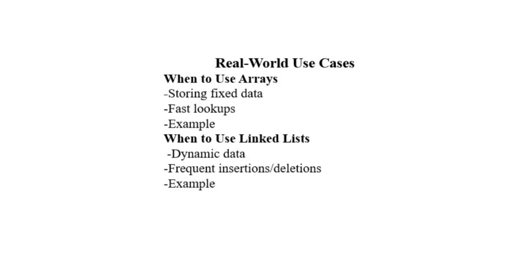And next one is when to use a linked list. Dynamic data. If the size changes frequently, like a playlist where songs are added or removed often, you need to use a linked list. And frequent insertions or deletions. If you are constantly adding or removing items in the middle, like a task manager app where tasks are reordered. For example, in a music streaming app, a playlist can be a linked list because songs are added or removed dynamically and you don't need random access, you just play the next song.